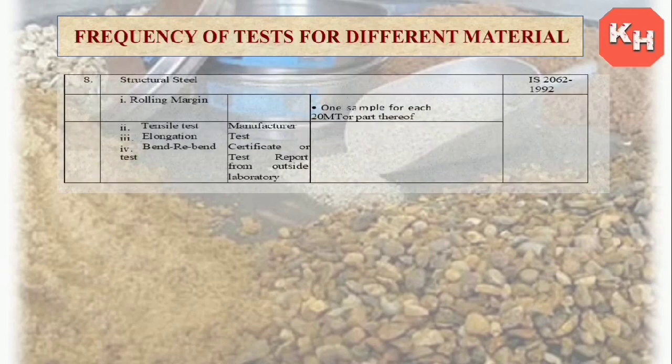Structural steel, rolling margin test: one sample of each 20 metric ton or part thereof. For rolling margin test, we require one sample for each 20 metric ton of structural steel. For tensile test, elongation, bend rebend test, it is as per IS 2062 1992.